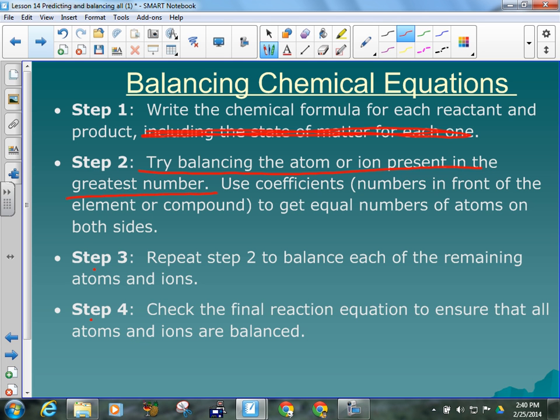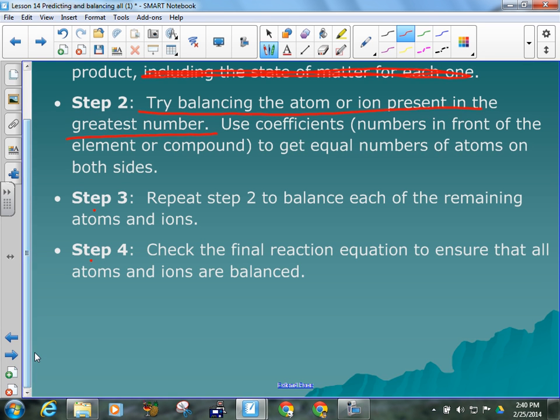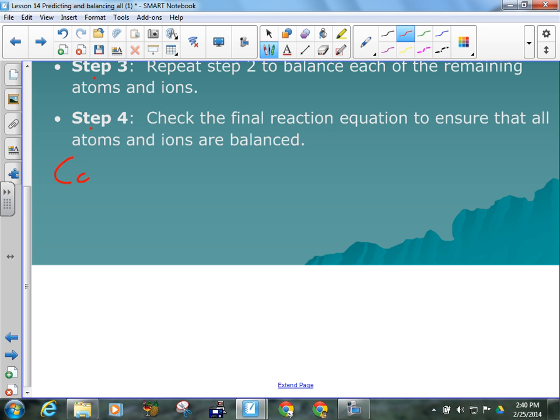Now, we did say, however, that combustion reactions had a separate set of rules. What were the 2 rules we had to remember for a combustion reaction? What order do we balance them in? Alphabetical. So maybe we'll just make a quick note down here. Combustion balancing rules. Rule number 1 is balance alphabetically. So that means C, then H, then O.